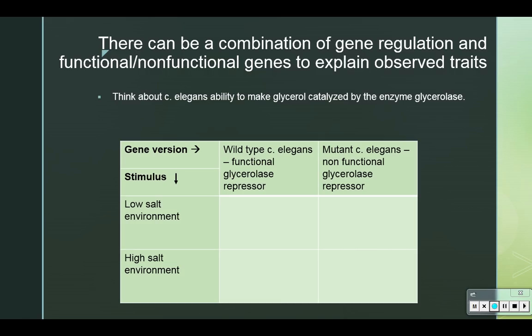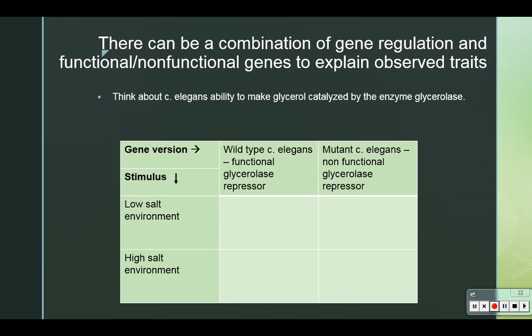So now we can combine those two ideas. We can combine the gene version you have, so the functional versus non-functional, with the environmental stimulus of the repressors and activators. So we're going to look at the C. elegans that we looked at the start of the unit. And we looked at wild type C. elegans, and hopefully by now, based on the fruit fly eye, you know that wild type means that whatever trait you are looking at, those genes are functional.